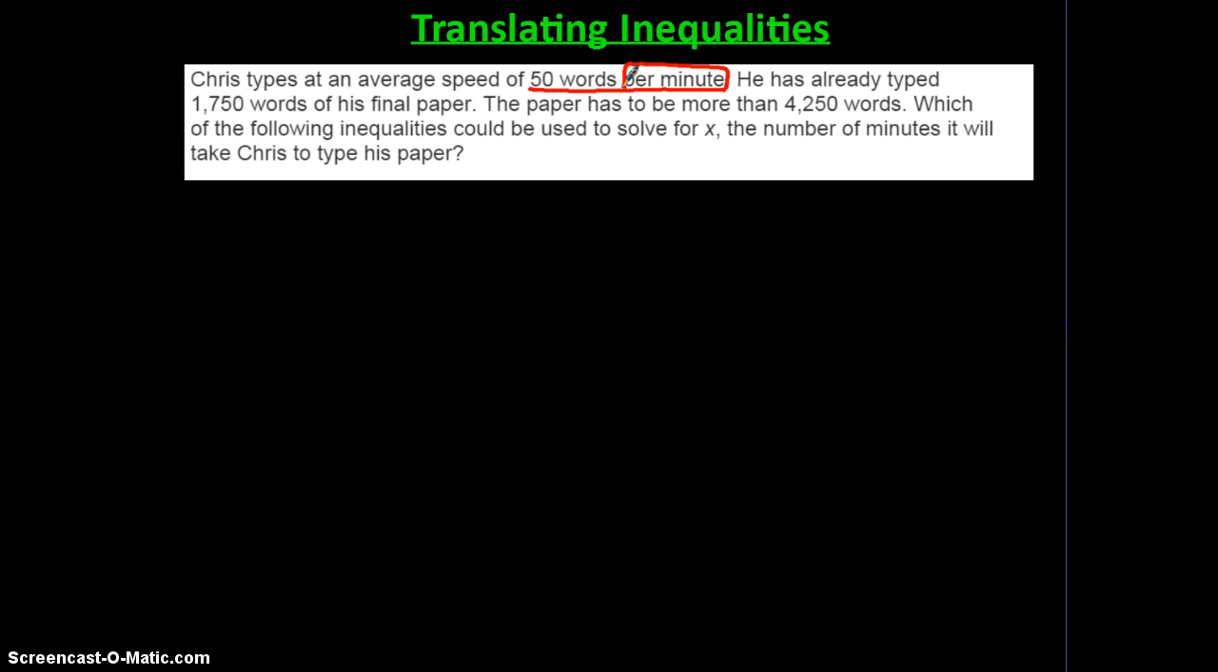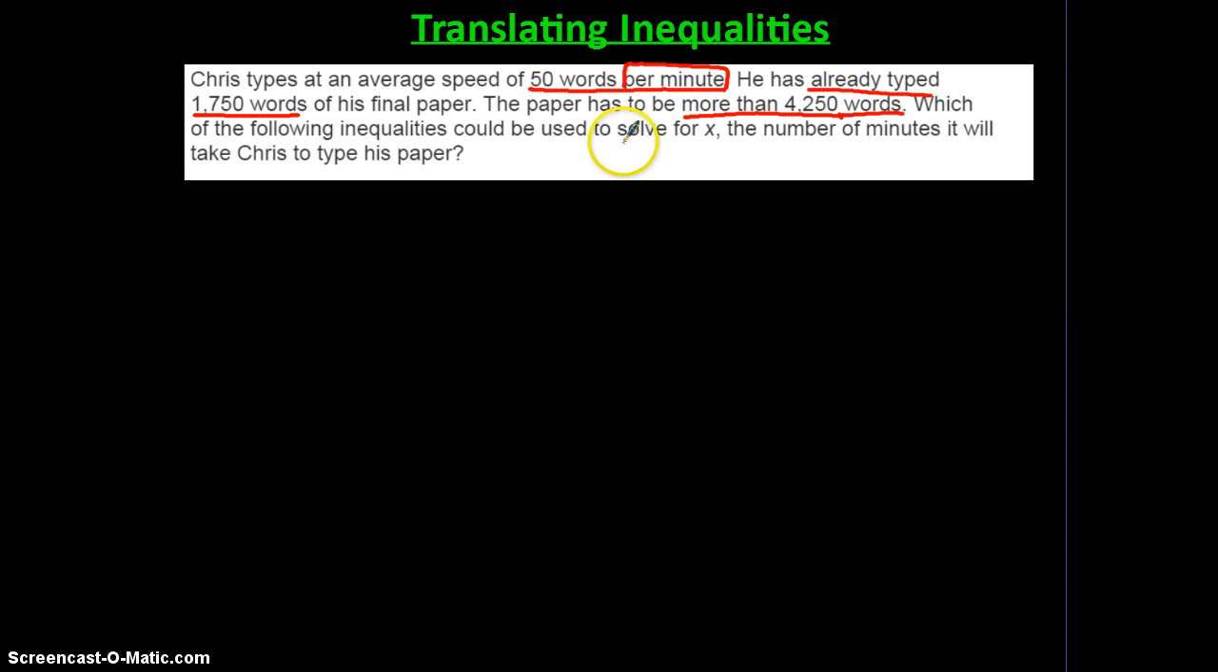Okay? Now, he's already typed 1,750 words of his final paper, and his paper has to be more than 4,250 words. Okay? And this was one, again, that I pulled off Study Island. So they're giving you four choices to come up with which one is the actual inequality. But in this case, we're going to dissect it and translate it ourselves.